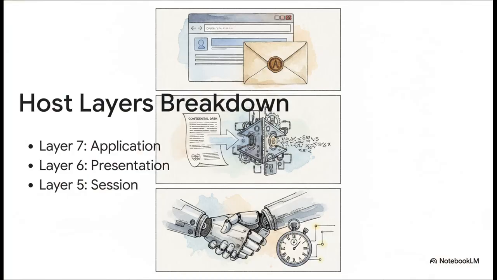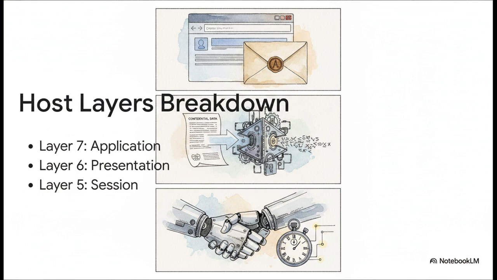Breaking those host layers down specifically, we start right at layer 7, application. This is where your web browser or your email client lives. It's your direct interface with the user. Next, your data drops to layer 6, presentation. Think of this as your translator. It takes that application data and converts it into a standard format, like JSON or XML. And crucially, this is also where encryption happens. If you're using HTTPS, your data gets scrambled into unreadable ciphertext right here at layer 6.